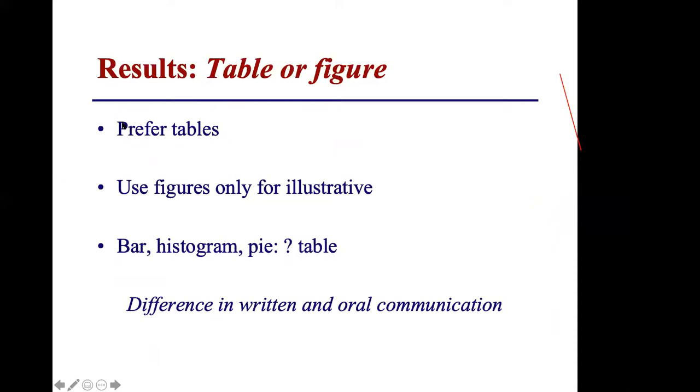Generally, in written text, that means an original article submitted to a journal, prefer tables. Use figures only for illustrative purposes. So whenever you make a bar chart, a histogram, or a pie chart, ask yourself, should I make this, or is it better to provide this data in the form of a table?